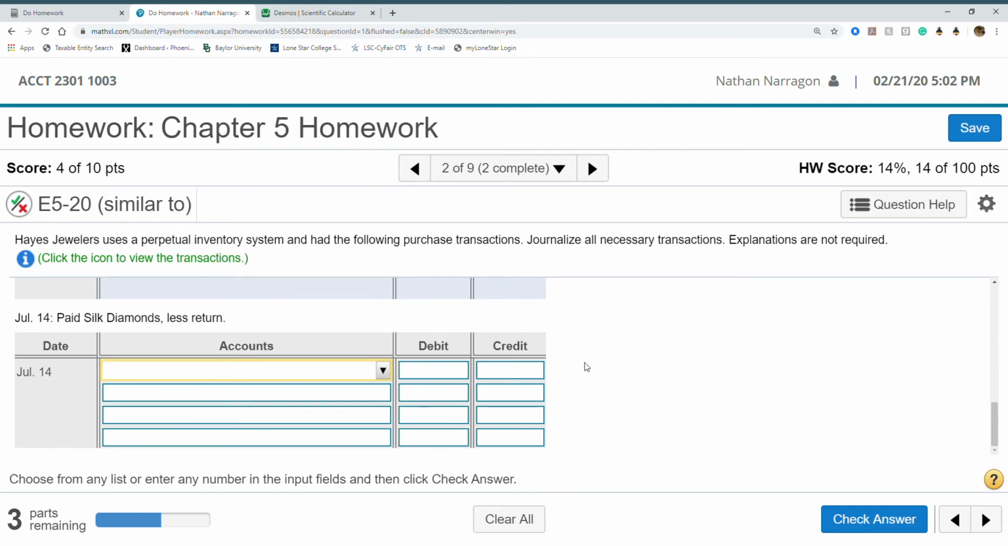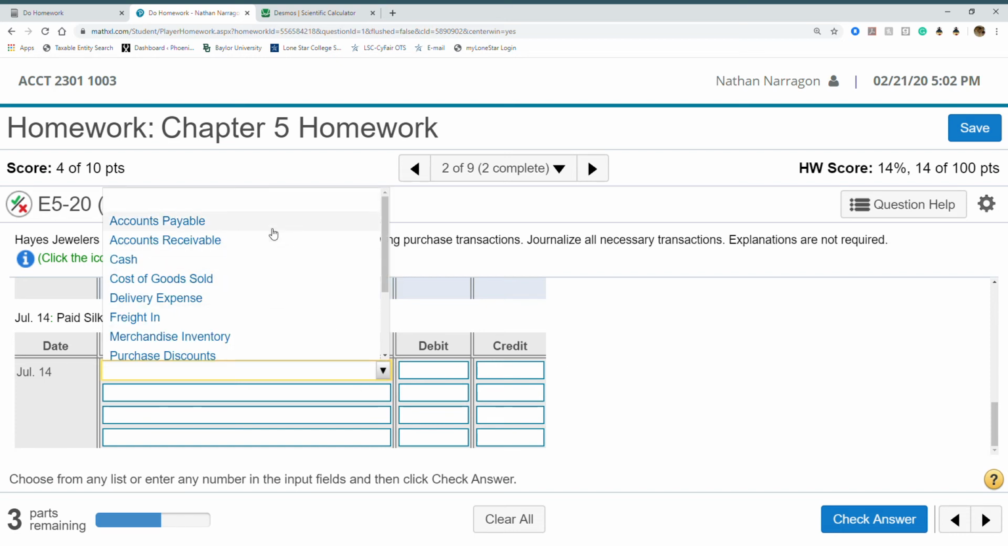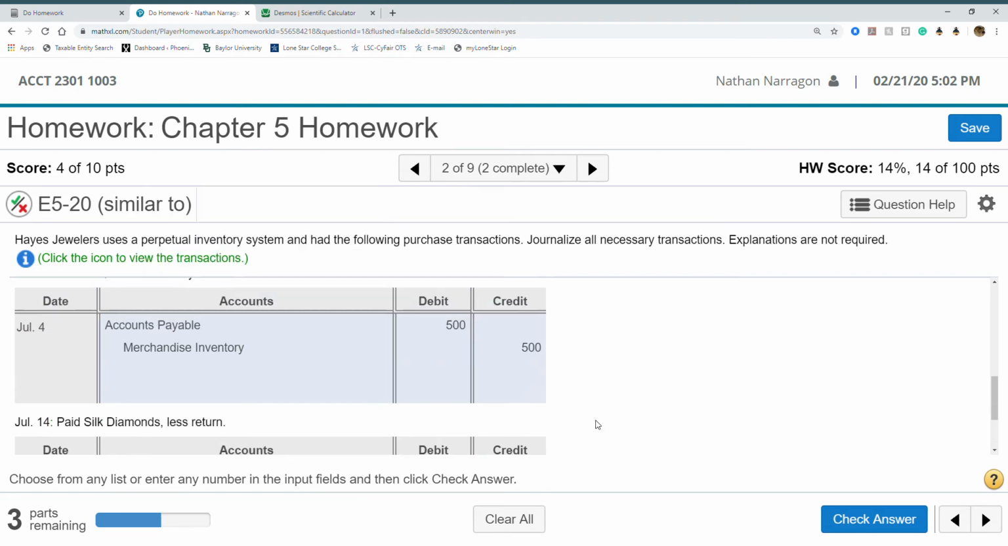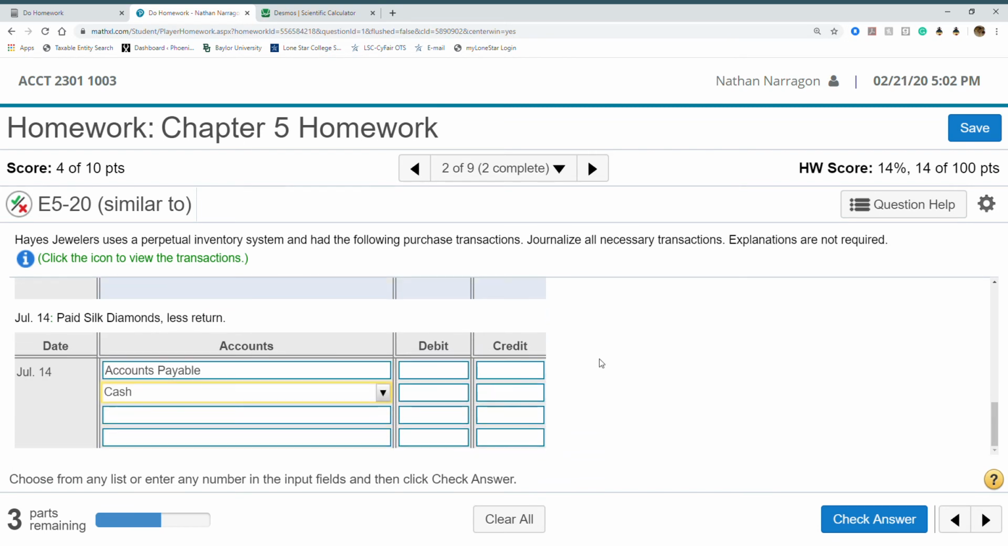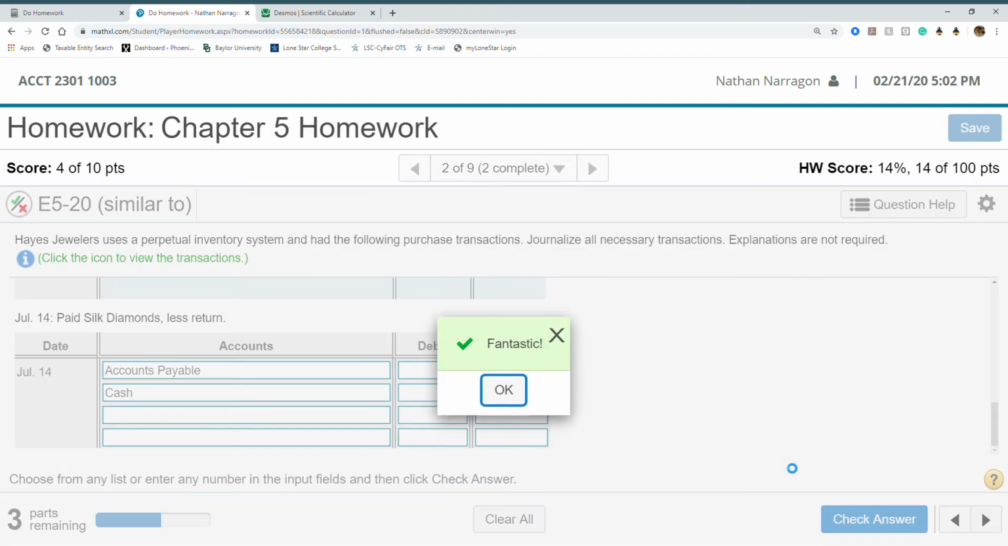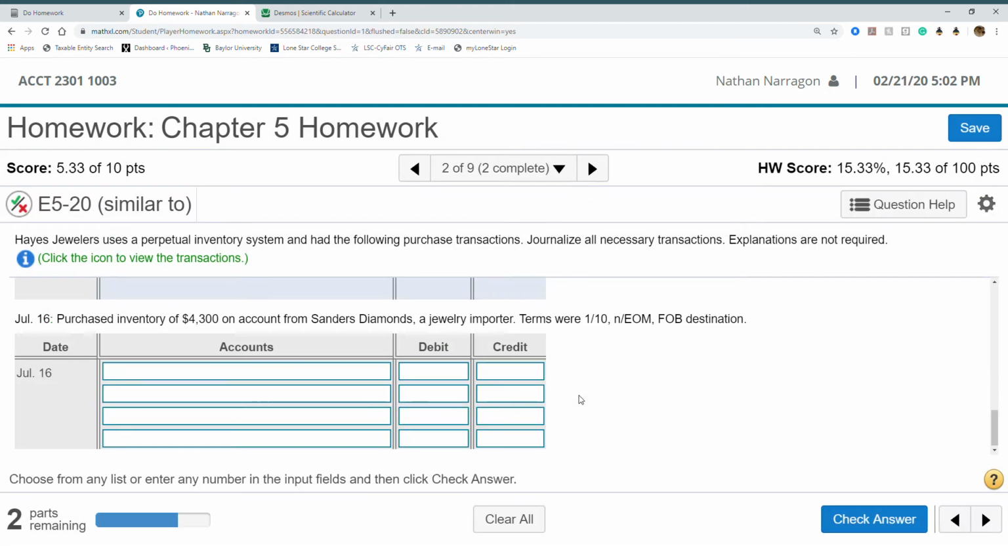So now we have paid. Again, we're outside the discount period. So all we do is pay off our accounts payable with our cash. And since we started with 5,300, we returned 500. We should only have 4,800 left to pay off. And of course, it's got its motivation. Fantastico.